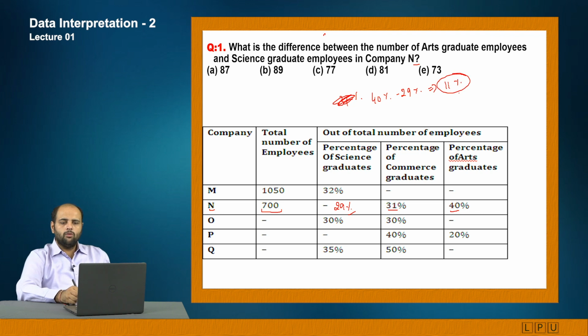Okay, so we have to find out the value of the 11%. As we know, 100% is equal to 700. So 1% will be equal to 7. So what will be 11%? It will be 7 into 11, that will be 77.